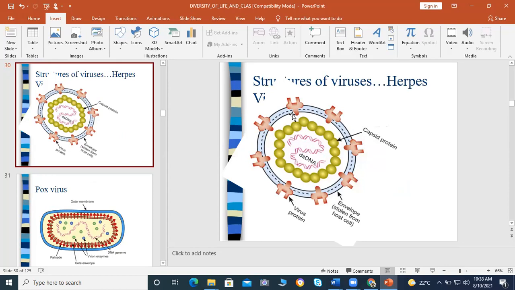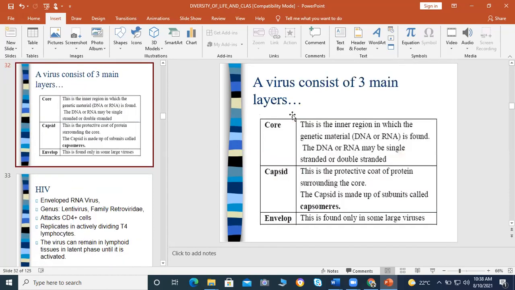And then you have the core, which is where the DNA is for all viruses, irrespective of the modifications they have. So the core is the inner region in which we have the genetic material. It can be DNA or RNA, depending on the type of the virus. And the DNA may also be single-stranded or double-stranded, meaning that if they replicate, they can produce more genome of their same type. Then the capsid is a protective coat, which is a protein, and it is the one that protects the core or the genetic material.